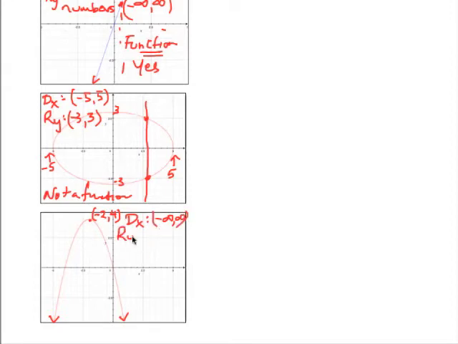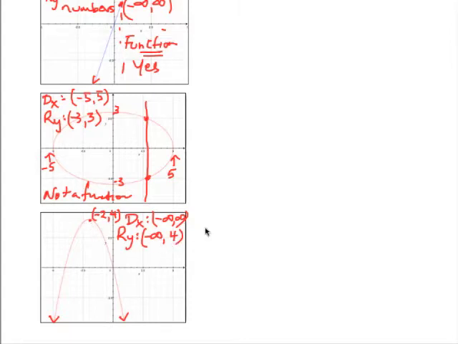Now the range, we have to be a little careful of, because notice it doesn't go any higher than 4, but it goes down here indefinitely. So it's actually from negative infinity, it's important to get the order right, up to 4. The smallest one always goes on the left of the interval. So it's negative infinity to 4.